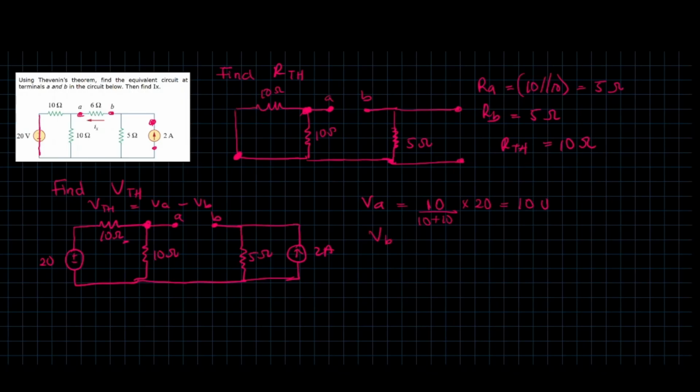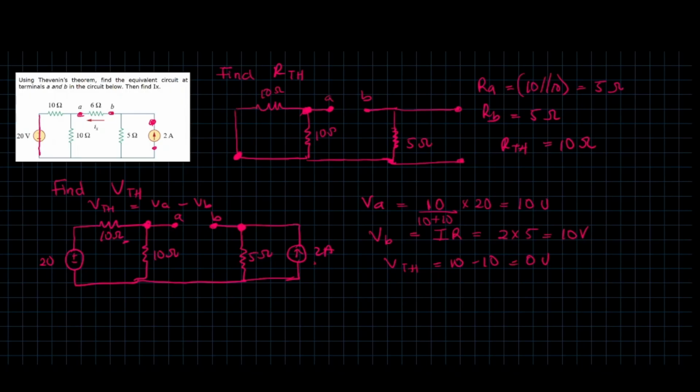Then VB is the voltage at this particular point. This is simply a current source, and this is simply a resistor. It's just Ohm's law, just 2 times 5 equals 10 volts. So that means VTH is going to be equal to 10 minus 10, which is equal to 0 volts. So in essence, there's no voltage at this particular portion.